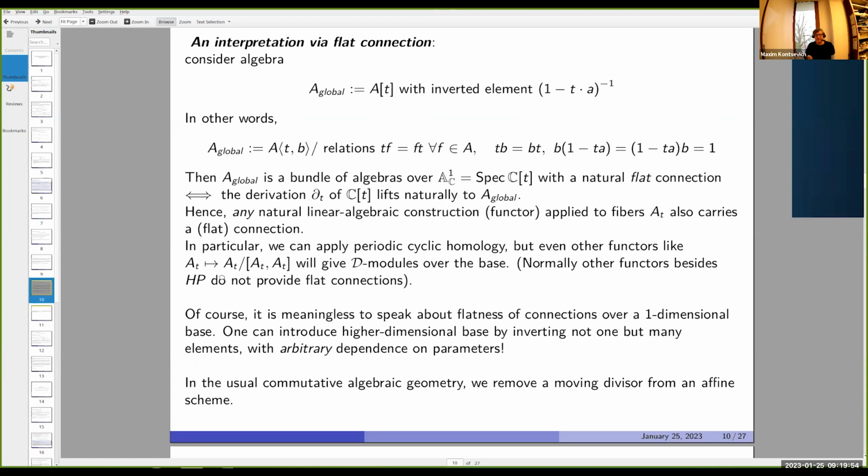Here I have, as I said, a flat connection over a one-dimensional base. It's kind of meaningless, since any connection is just a connection. But one can consider many parameters. One can, for example, invert not one element but several elements, and also invert elements depending in an arbitrary way on arbitrary parameters. Whatever localization you do, you'll get a flat connection on this multidimensional base. In usual commutative algebraic geometry, we remove a moving divisor from an affine scheme. I find it's a really cute way to work with flat connections when you have really interesting complements to divisors. And that's essentially the way Griffiths effectively calculated the Hodge filtration on the middle cohomology of a hypersurface in projective space. You work in a complement, and things become easier.